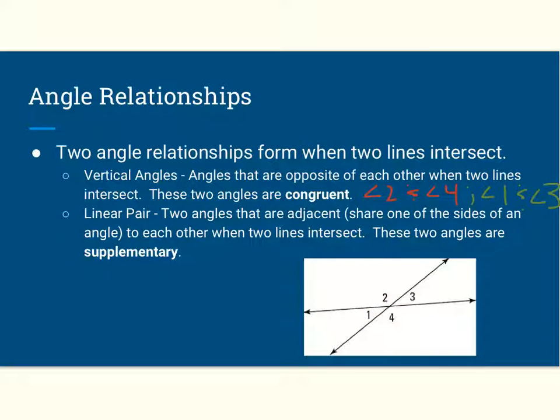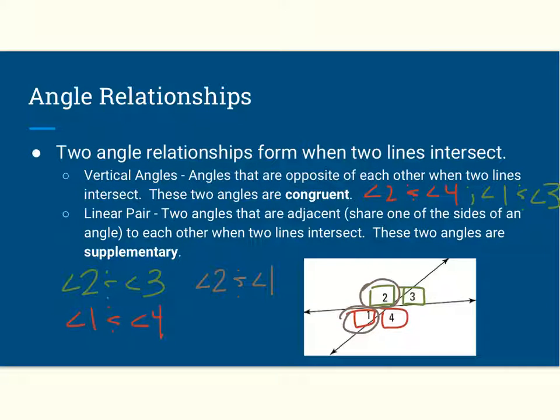Okay? A linear pair is basically two angles that are adjacent and share one of the sides of the angle. And when that happens, we have supplementary angles. So you can actually see that they form a line. Angles 2 and 3 would be considered a linear pair. Angles 1 and 4 would be considered a linear pair. However, if you see this, angles 2 and 1 are also a linear pair. And then we have a last one, angles 4 and 3. There are 4 linear pairs when we intersect two lines.